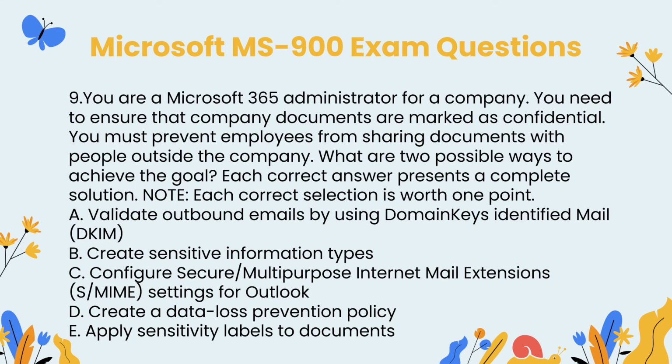A. Validate outbound emails by using DomainKeys Identified Mail (DKIM). B. Create sensitive information types. C. Configure Secure/Multipurpose Internet Mail Extensions (S/MIME) settings for Outlook. D. Create a data loss prevention policy. E. Apply sensitivity labels to documents.